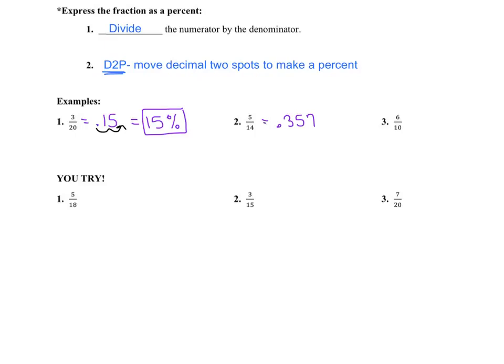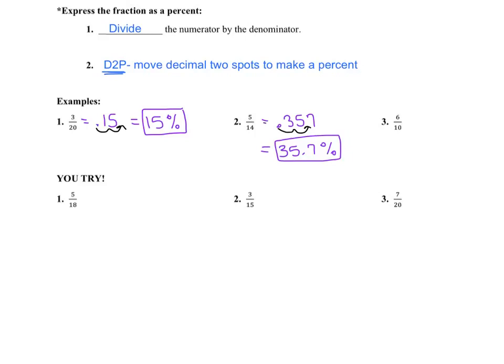So you're going to move that decimal 2 spots, 1, 2, to the right. And that's going to equal 35.7, and add your percent sign. So 35.7%.